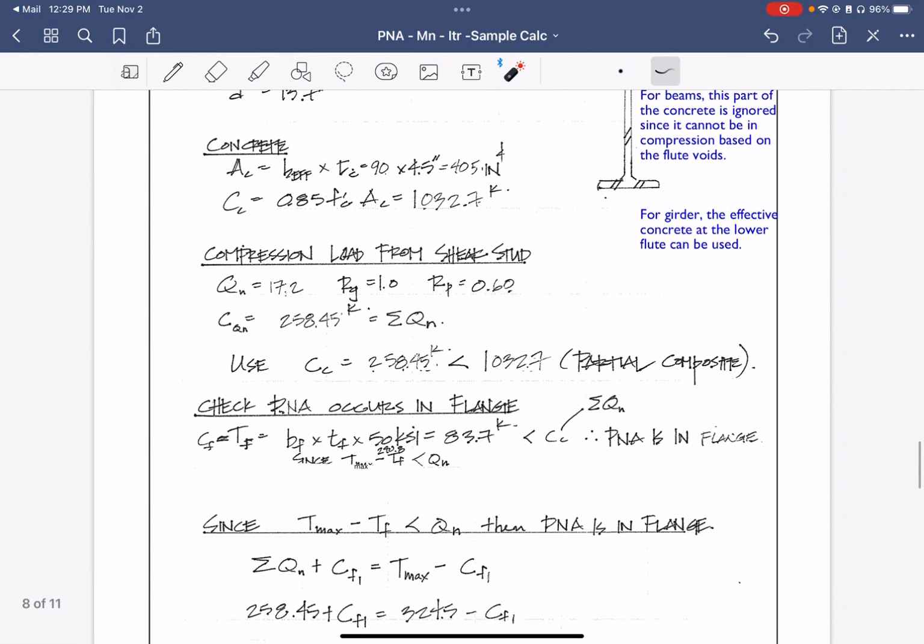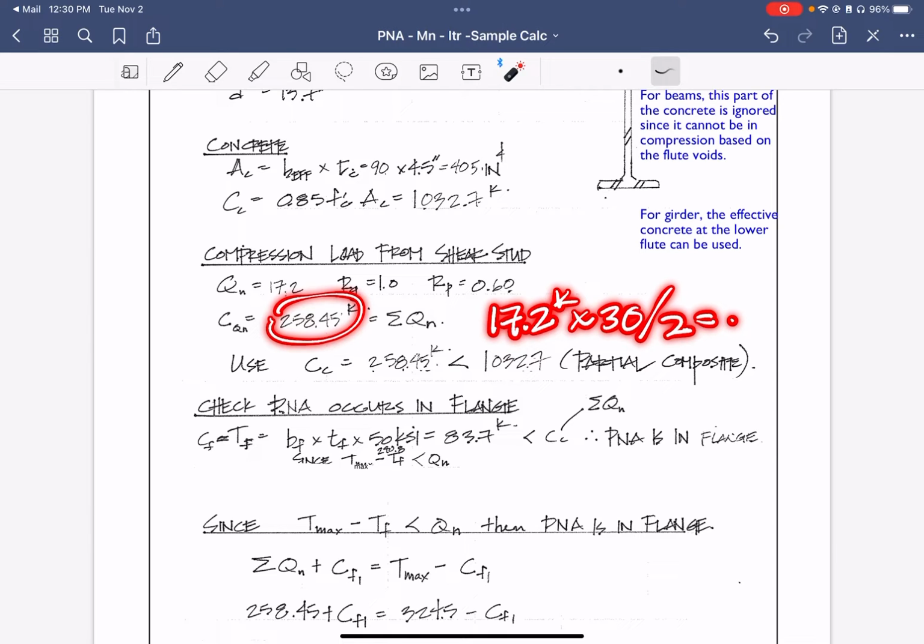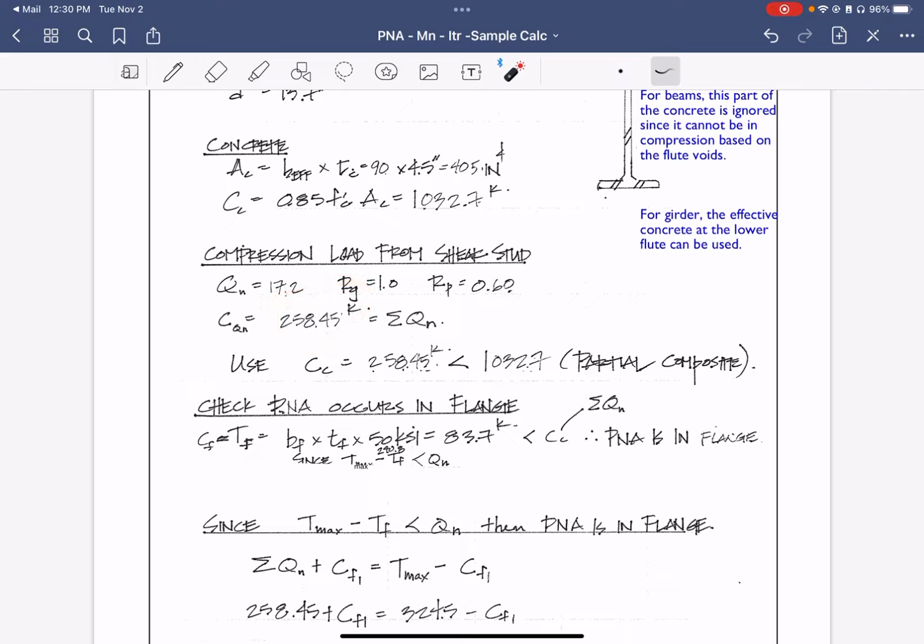Okay, so let's see if that's 17.2. QN, yeah, 17.2. 258 is what I get. To get that value, I take 17.2 kips times 30 studs divided by 2, because your shear is essentially divided by 2 since it's going different ways. And so your shear resistance is going to be 258. And the 258 is less than the total concrete in compression. So this would govern your design.